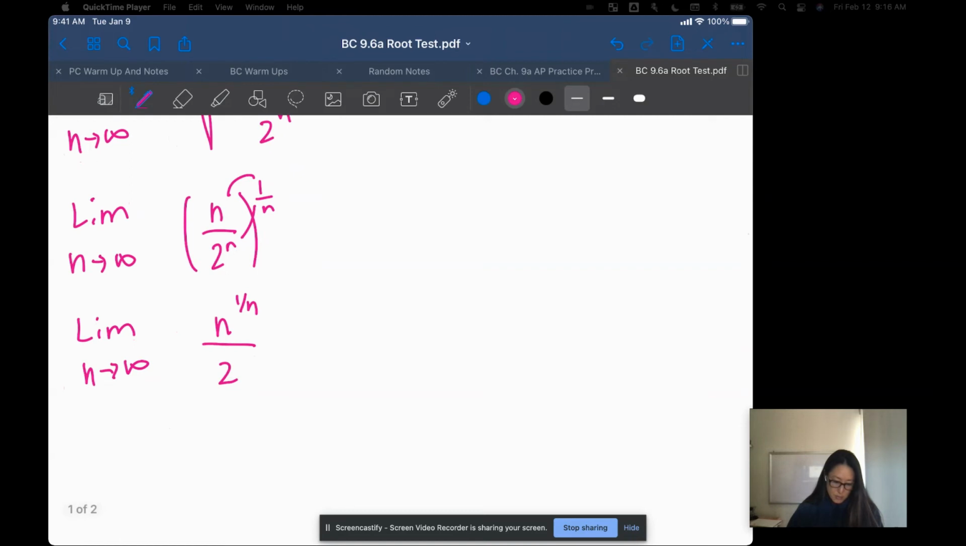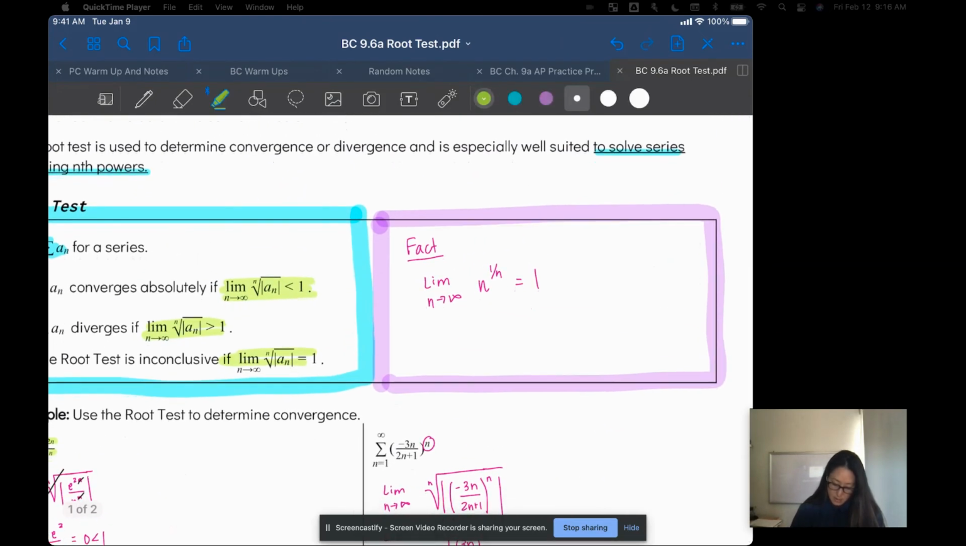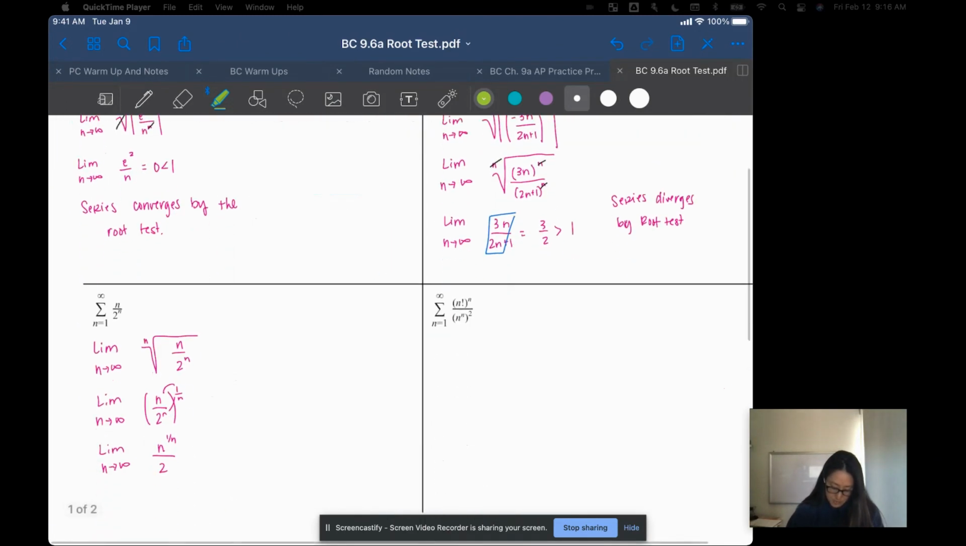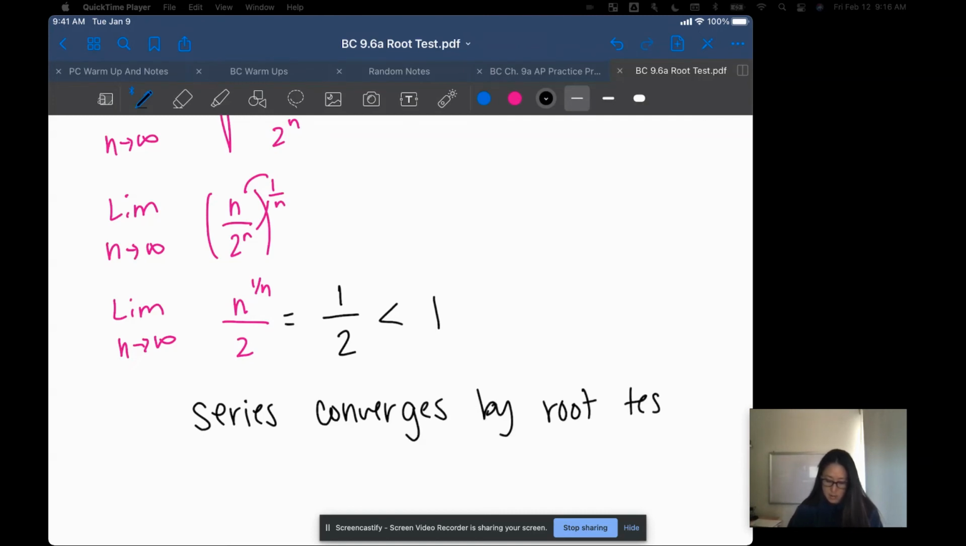And then what happens here is the limit, remember our fact? The limit as n approaches infinity of n to the 1 over n is equal to 1. So the limit of the top is equal to 1. And then the limit of the denominator is just 2, so we get 1/2. 1/2 is less than 1, so the series converges by root test.